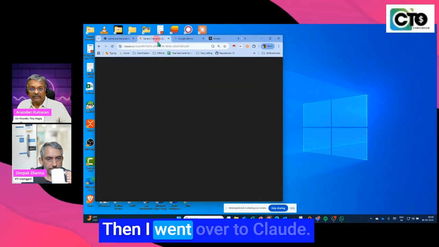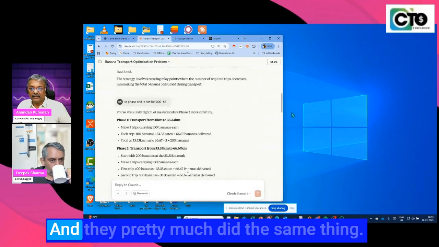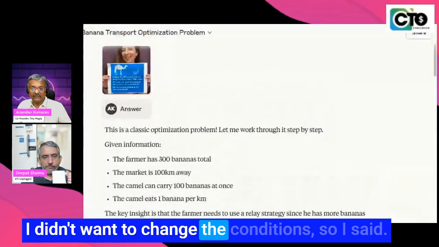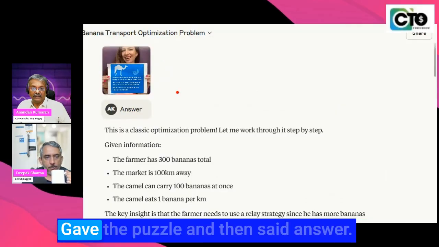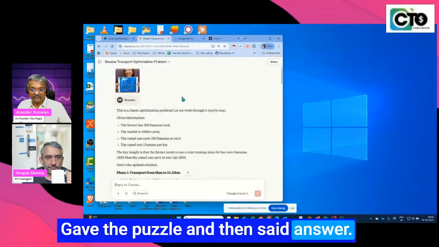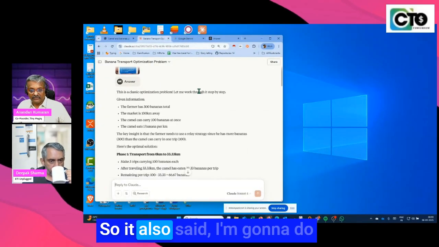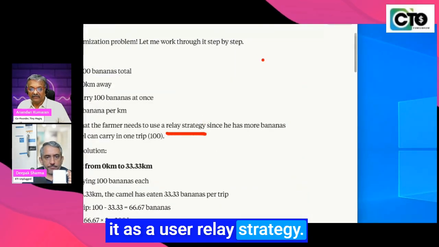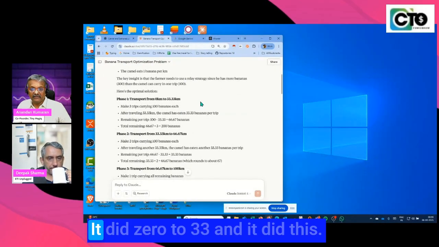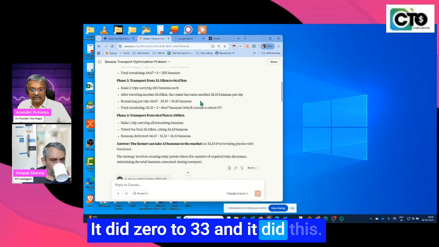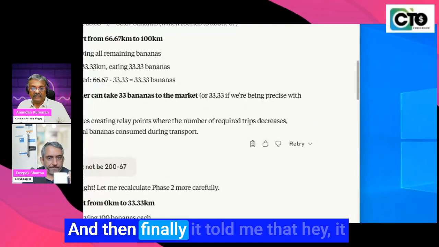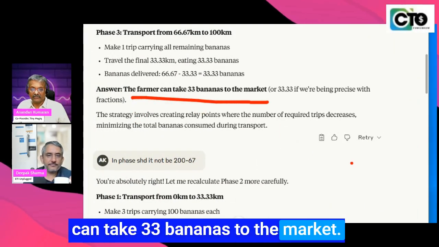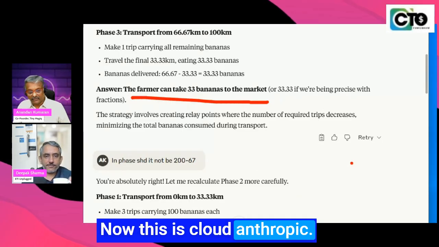Then I went over to Claude, and they pretty much did the same thing. I didn't want to change the conditions, so I gave the puzzle and then said answer. It said it's going to use a relay strategy. It did 0 to 33 and did this, and then finally it told me that it can take 33 bananas to the market. Now this is Claude from Anthropic.